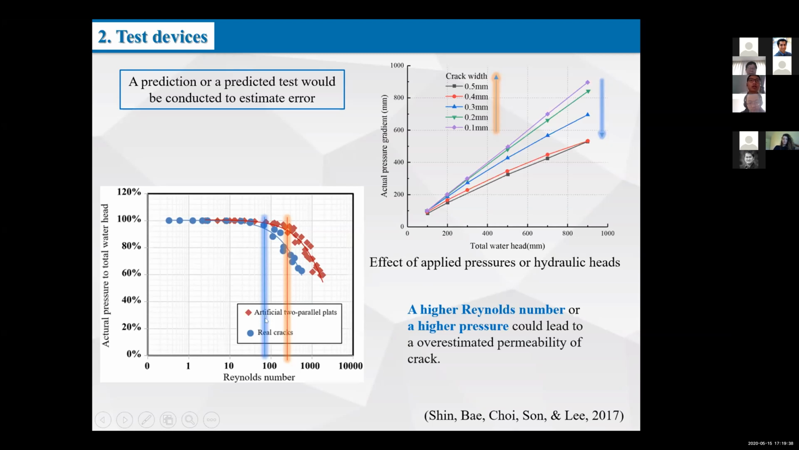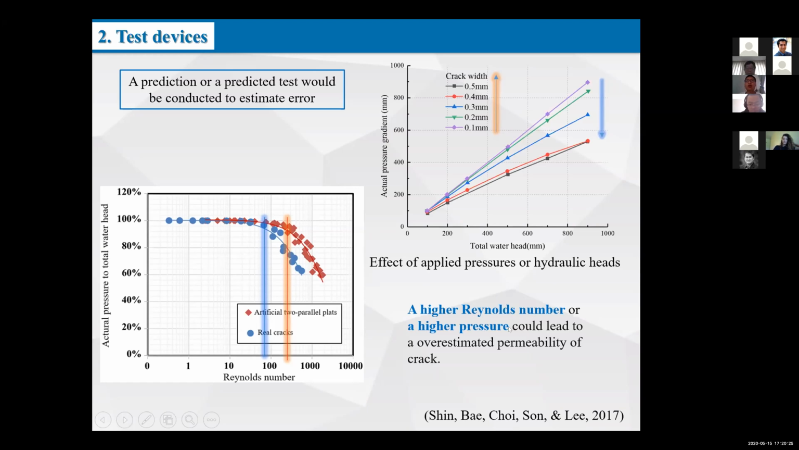There are two kinds of crack. The first one is the artificial two parallel plates, and the second is real cracks. For the real cracks, this point means the Reynolds number: at a higher Reynolds number past this critical value, the actual pressure to total water pressure will have a larger error.